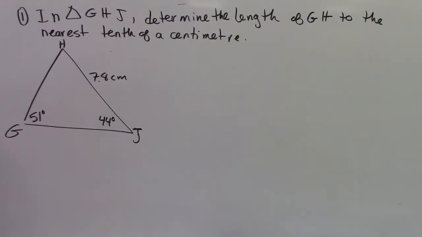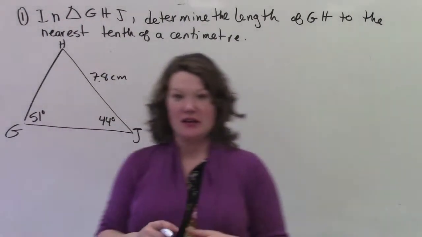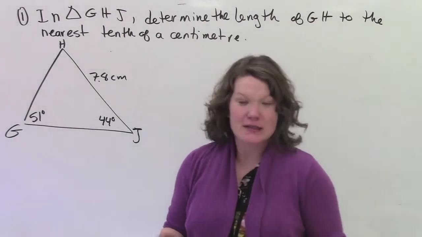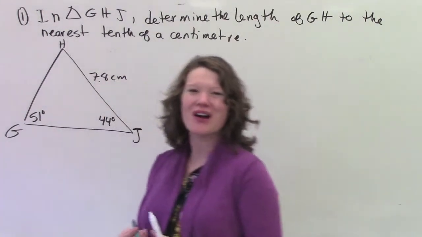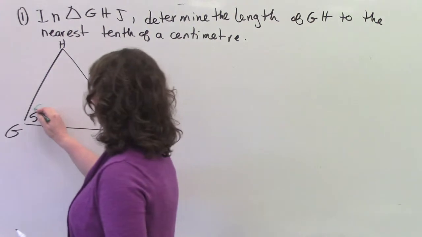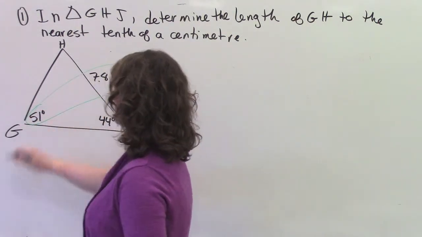In triangle GHJ, determine the length of GH to the nearest tenth of a centimeter. Alright, the way that we know that this is going to be a sine law problem is that we have a couple of pieces of information. We have an angle and its opposite side.